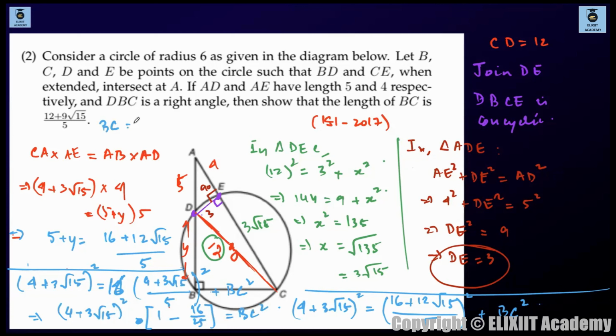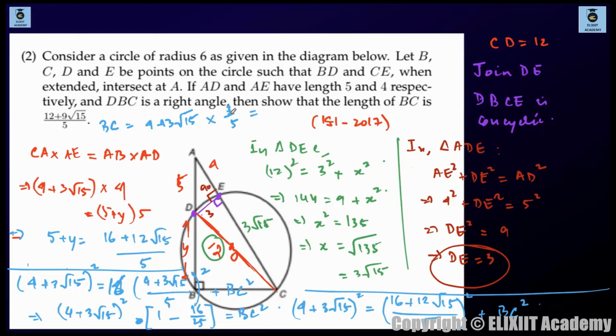I'm doing it over here. So BC, you take the square root. So this will become 4 plus 3 root 15. And here we are left out with what? 1 minus 16 by 25, which is 25 minus 16, which is 9 by 25, which is 3 by 5, 3 by 5, and we are done.